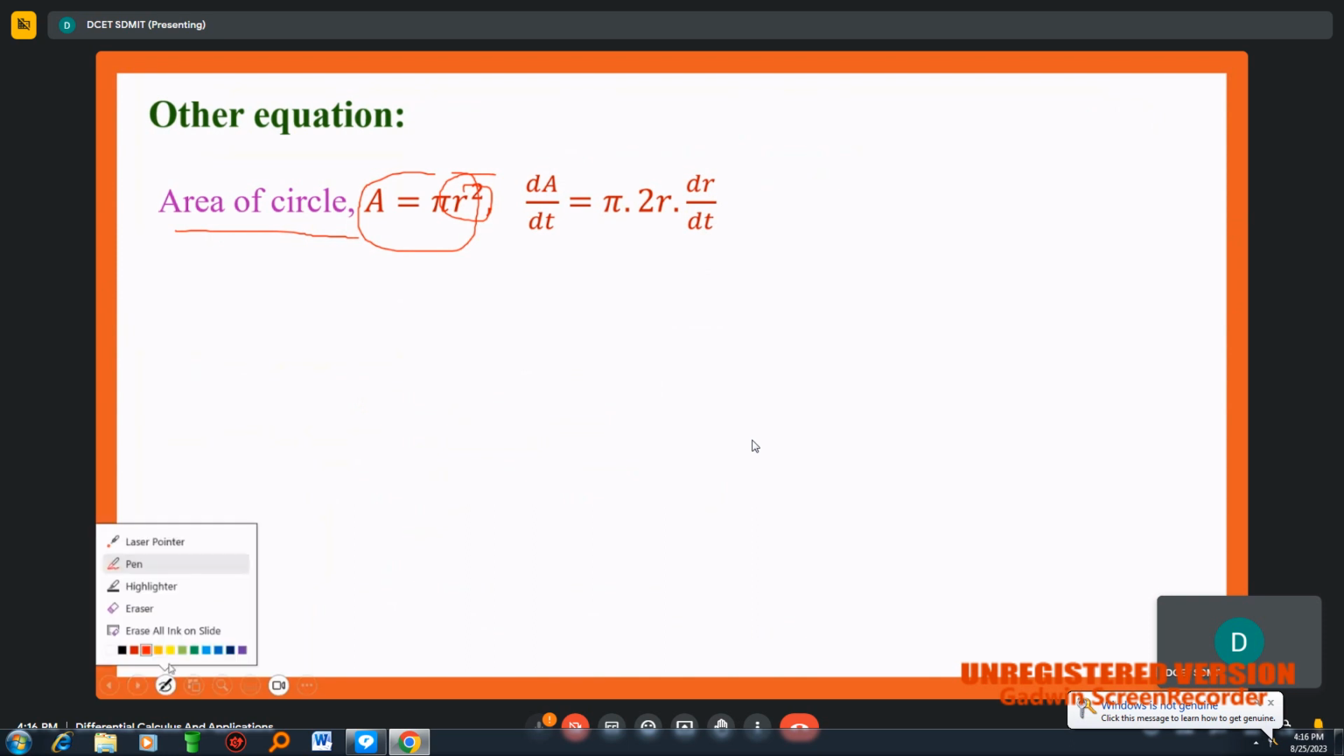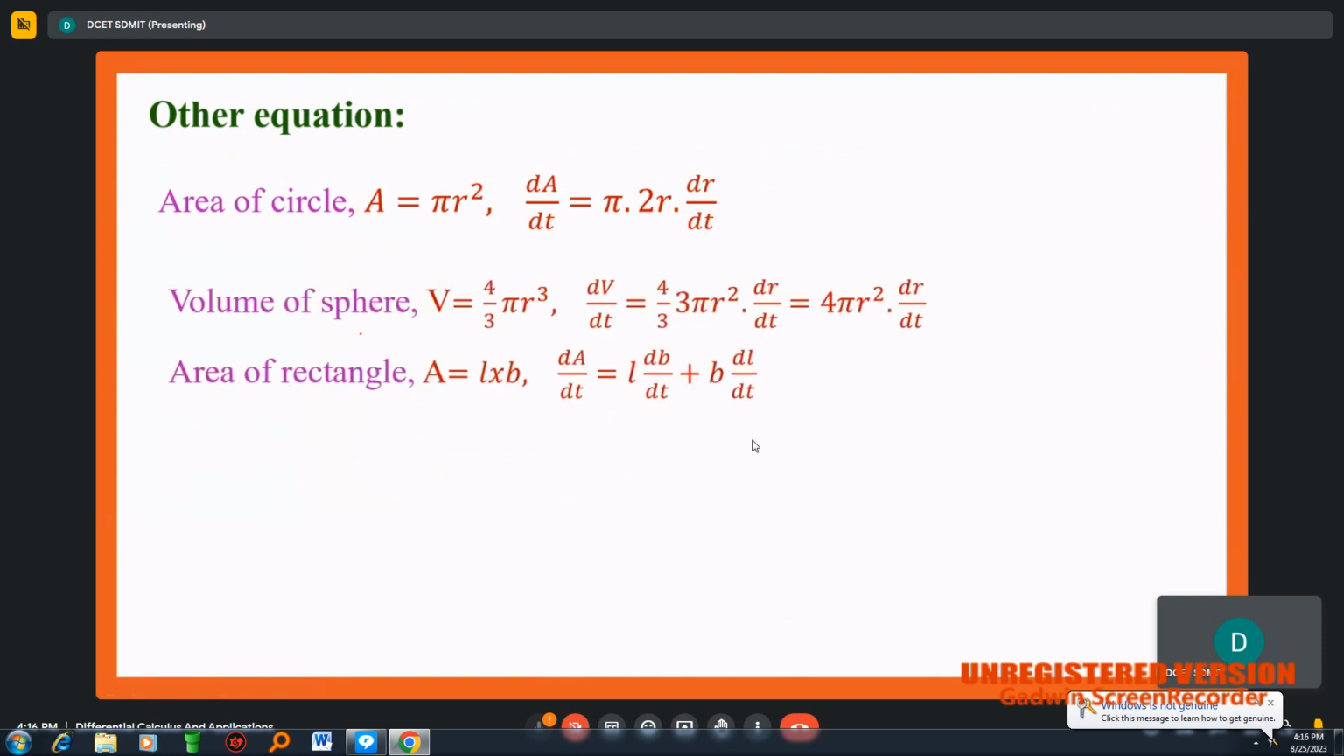Now, we are considering volume. Volume of a sphere is V, V is equal to 4 by 3 pi r cube. Differentiating with respect to t, dV by dt, which is equal to, when we simplify, 4 by 3 pi, where pi is constant. Differentiation of r cube is 3 r square into differentiation of r, which is dr by dt. This 3 is cancelled. We are getting 4 pi r square into dr by dt.